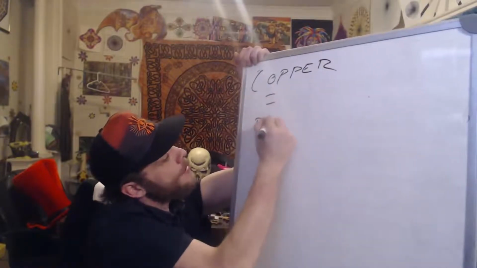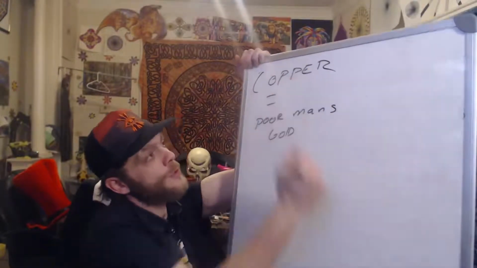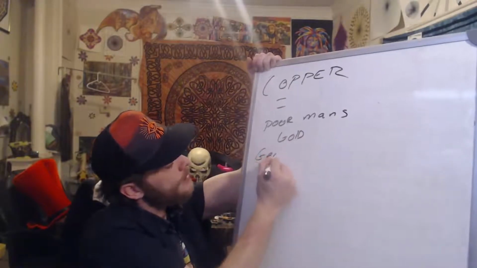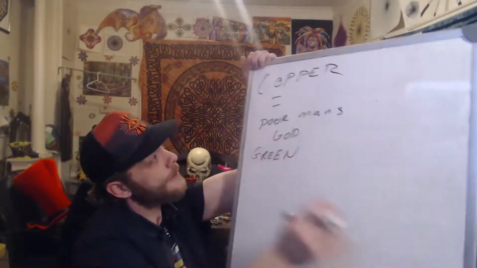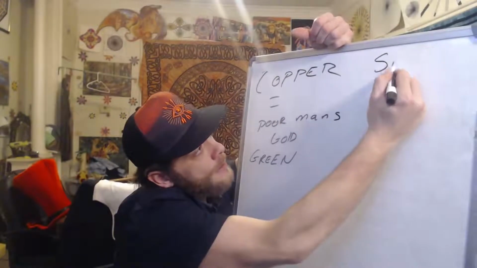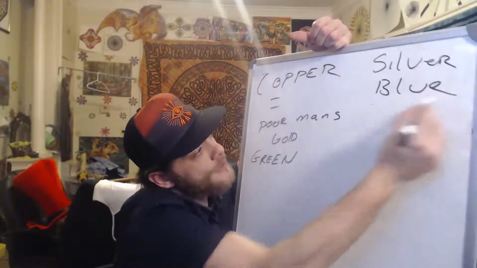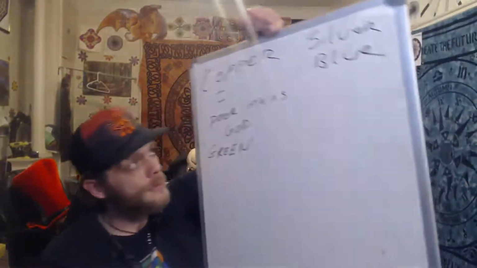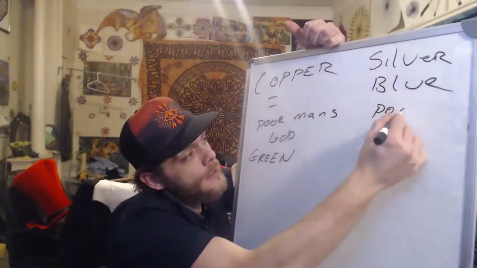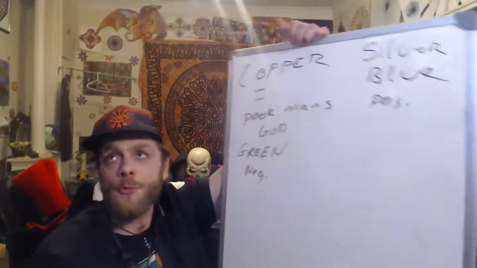Copper equals poor man's gold. Copper is gold. And gold in its natural state is green. Right? And then silver is blue. In its natural state, silver is blue. This is a positive, and it's a negative. It's a conductor. Gold is a superconductor.